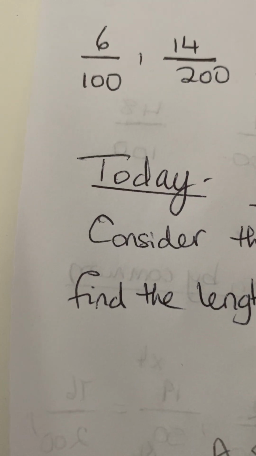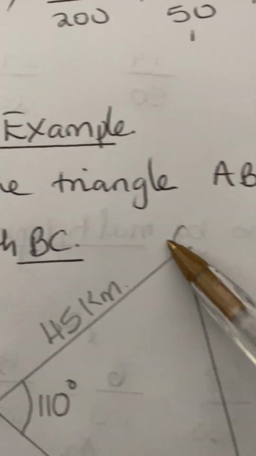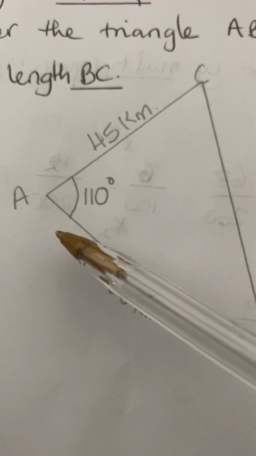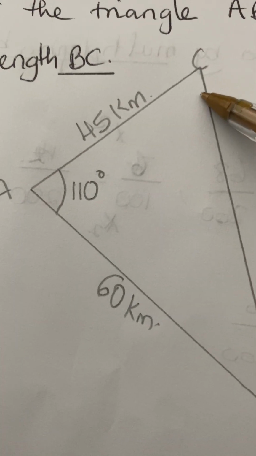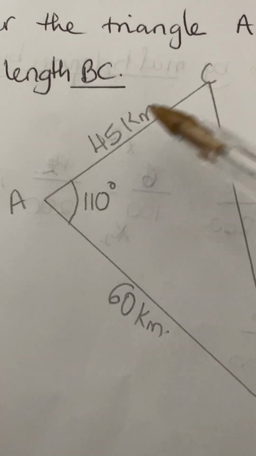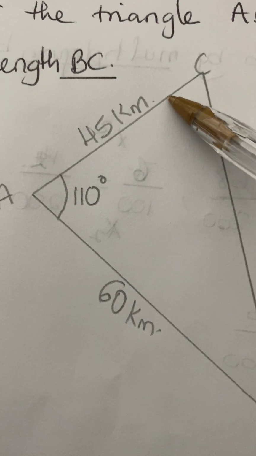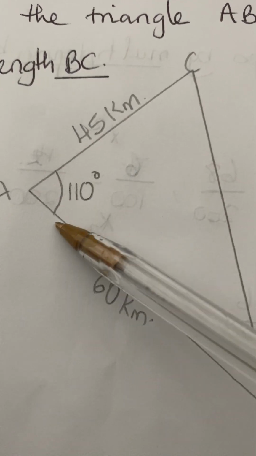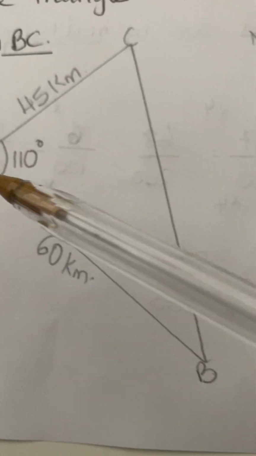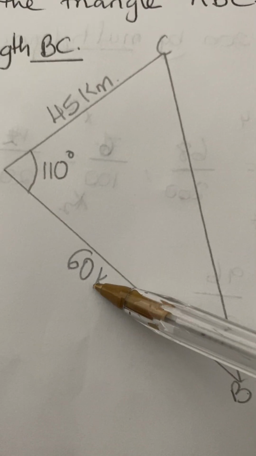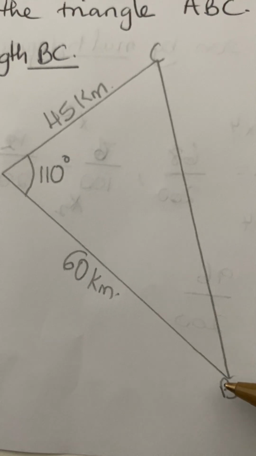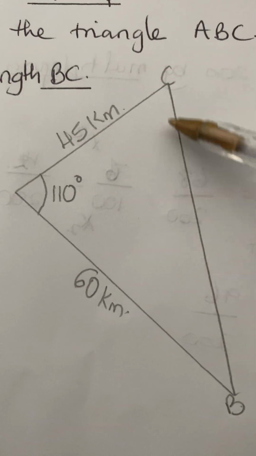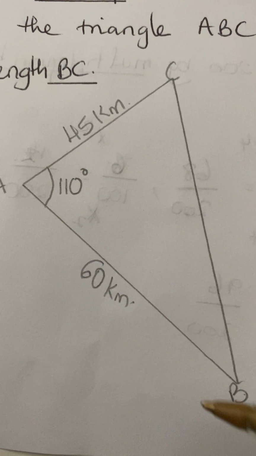Now today's question, they said consider the triangle ABC. A to C is 45 kilometers. It has an angle of 110. A to B is 60 kilometers, and then we are supposed to find B to C.